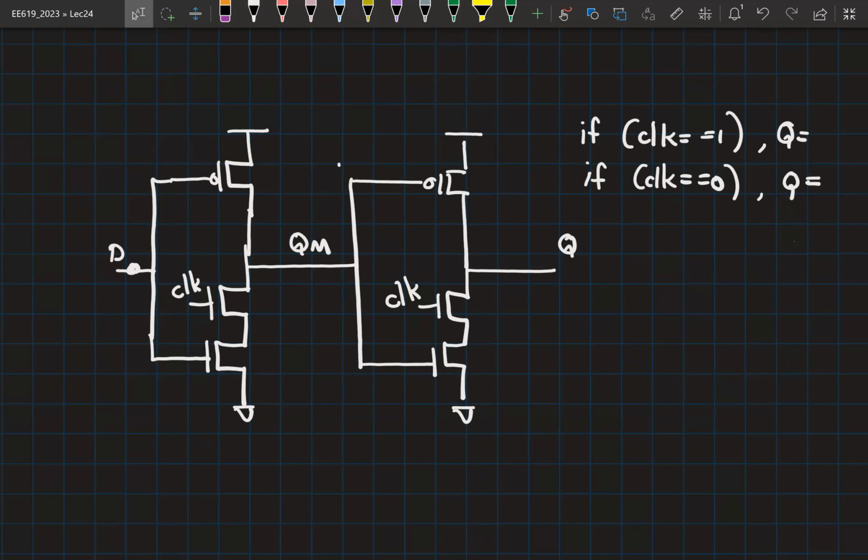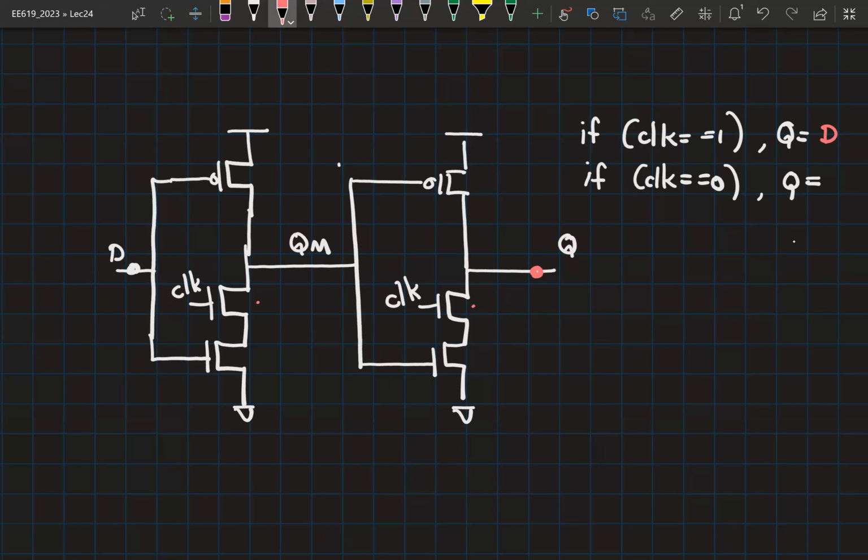So you are analyzing for clock equal to 1 or 0? Clock equal to 1. Then what happens to these transistors? Both are on, right? So effectively, this boils down to an inverter functionally. So this is also another inverter. So overall, Q will be equal to D. Right? Now, what happens when clock is equal to 0? So which node can have a transition from 0 to 1? Q can have a transition from 0 to 1. So let's analyze that.